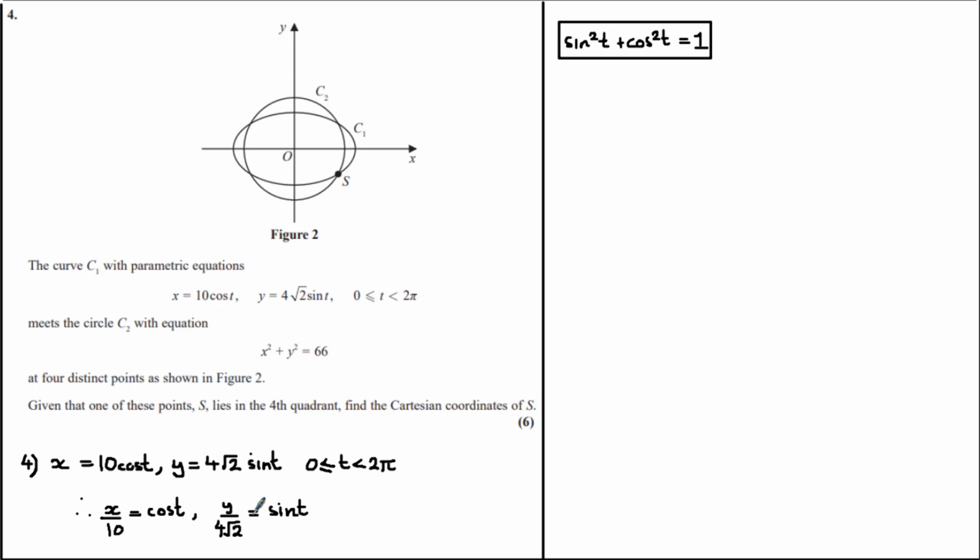So squaring both of the equations and adding them, we get the following: x squared over 10 squared plus y squared over (4 root 2) squared is equal to 1. Evaluating the values in the denominator, we get that x squared over 100, which is 10 squared, plus y squared over 32, which is (4 root 2) squared, is equal to 1.